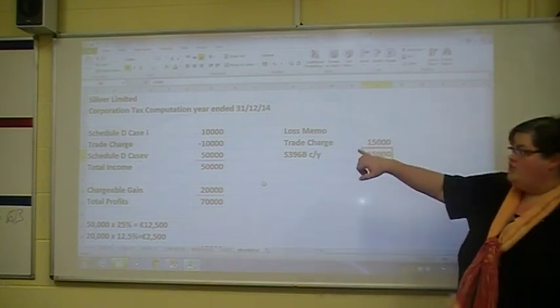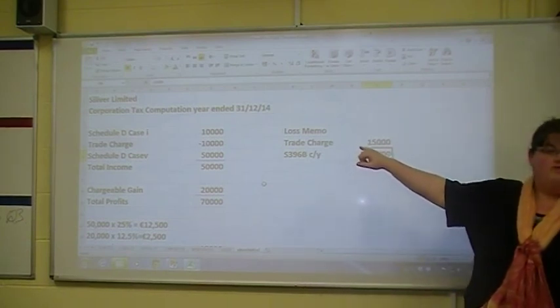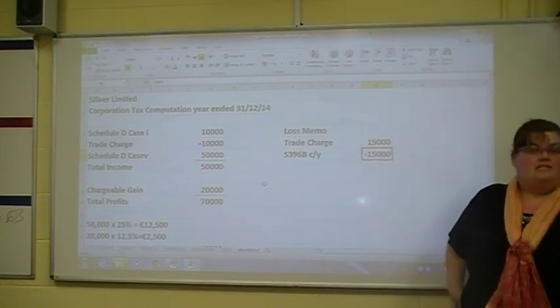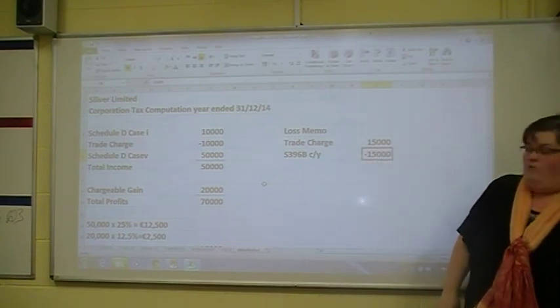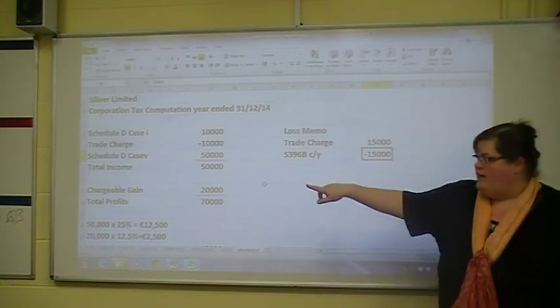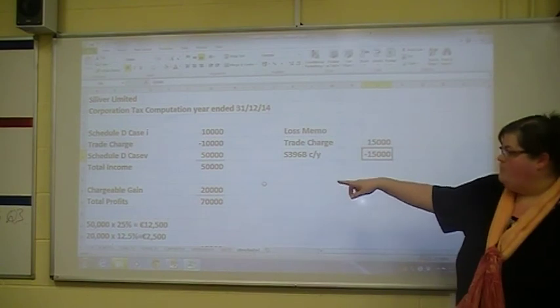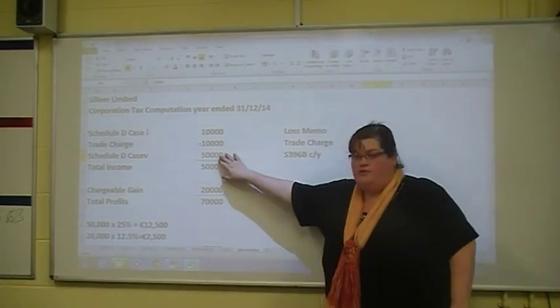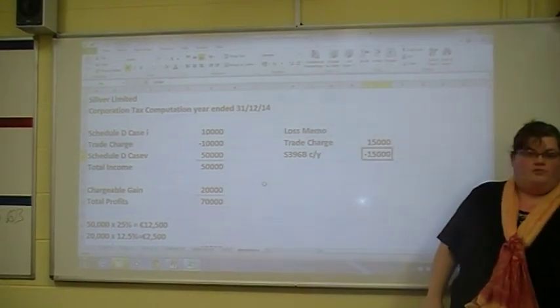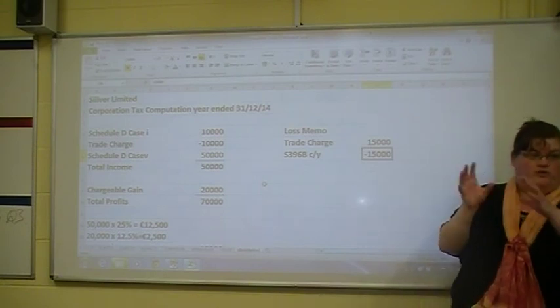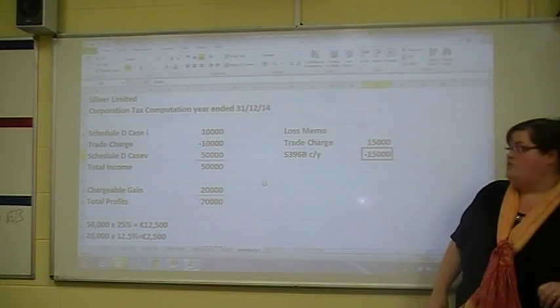So your trade charge goes against your Case 1 or Case 2 income first, then against your other income on the value basis. Where if that was a non-trade charge, we could have taken it off our total profits straight away, and we could have taken that 25,000 off of this 50,000 first, which would have saved us a good bit of tax. That's the difference between your trade charge and your non-trade charge.